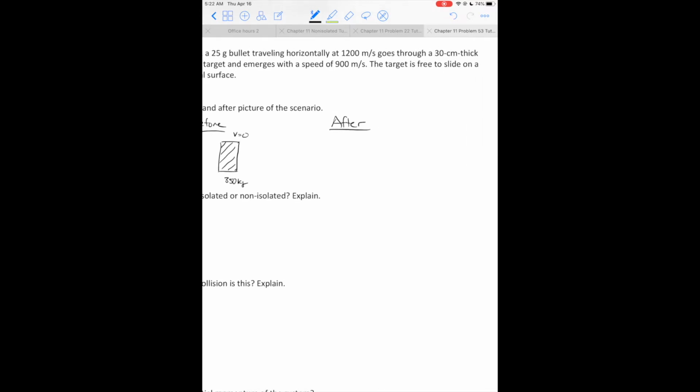Our after picture has our bullet traveling through and out the other side of this target, going 900 meters per second, still 0.025 kilograms, and our 350 kilogram target now is also moving with some V2F.